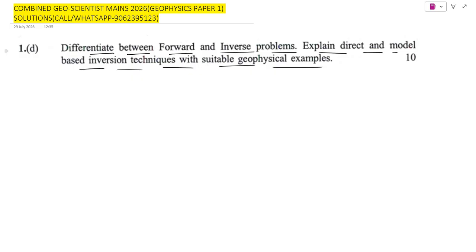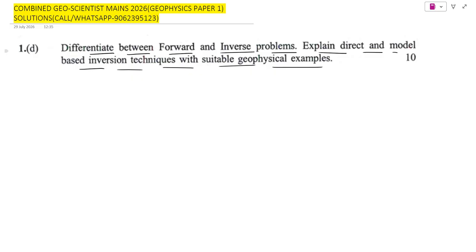For example, suppose we already know that underground there is a granite body, its depth, density, shape and size. So using the law of gravity, we can calculate what gravity anomaly will be measured at the Earth's surface. So this is called forward modeling. For example, known is the density of the body, shape, depth, and we have to find the gravity anomaly. So this is a forward problem.